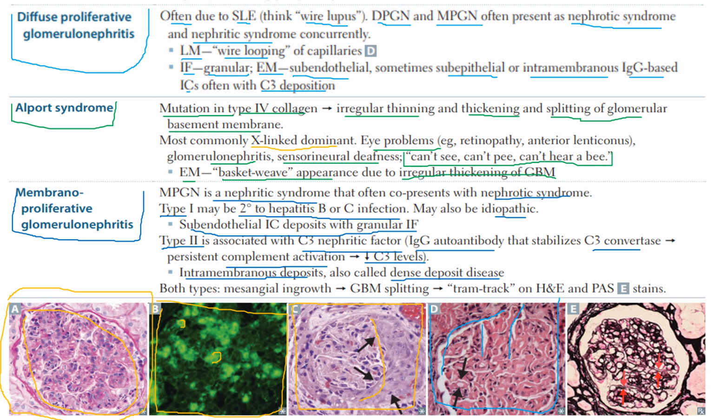Both types, type 1 and type 2, show mesangial ingrowth, which leads to glomerular basement membrane splitting, which looks like a tram track, as shown in this figure. It looks like a tram track appearance on H and E, that is hematoxylin and eosin stain, and PAS stain, which means periodic acid-Schiff stain.